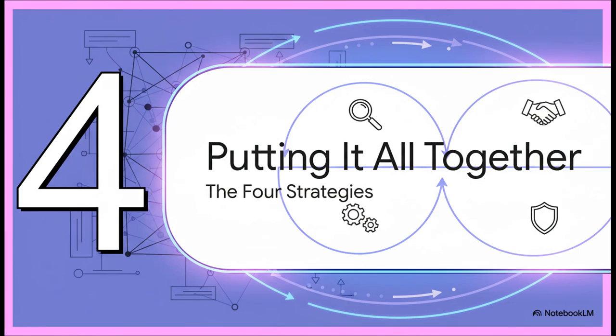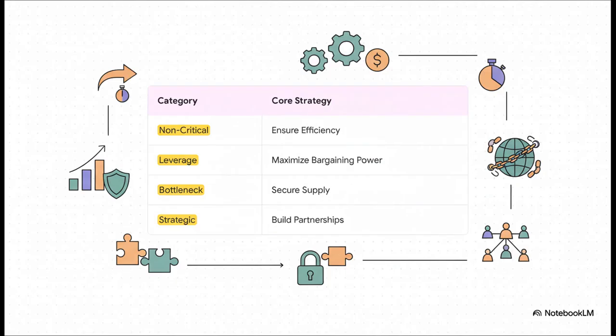We've gone through each box, so let's do a quick summary of the 4 strategies. So, to wrap it all up in a neat little bow, for your non-critical stuff, you want to ensure efficiency. For your leverage items, it's all about maximizing that bargaining power. When it comes to bottleneck items, your number one job is to secure that supply. And finally, for your strategic items, you have to build strong partnerships. See? A different game plan for each category.